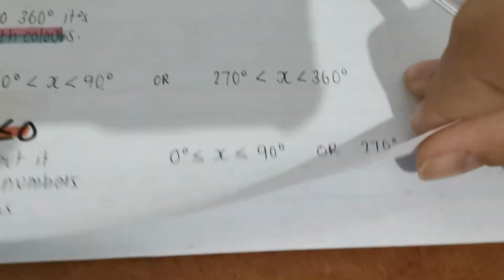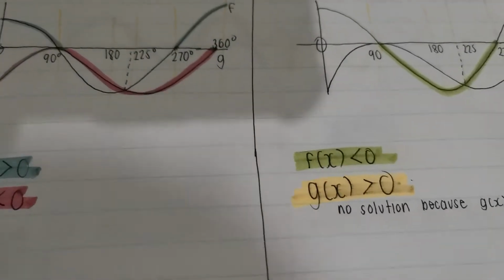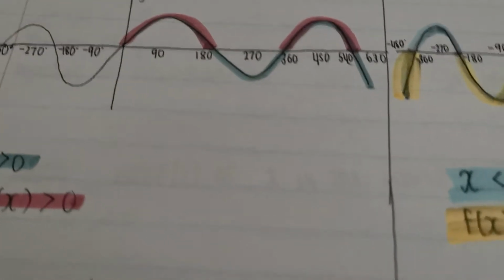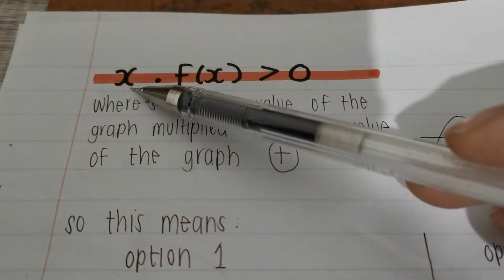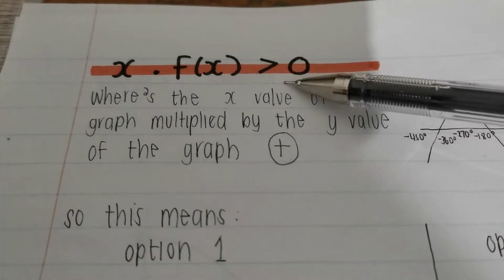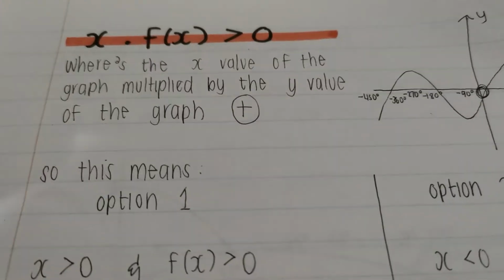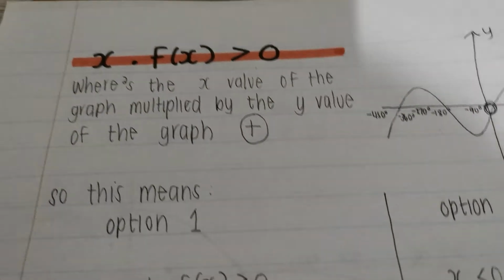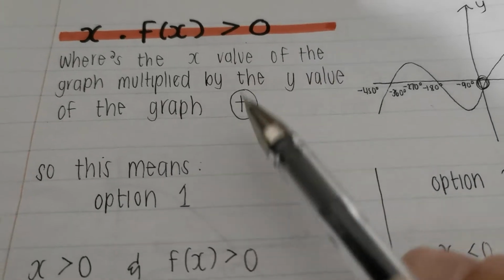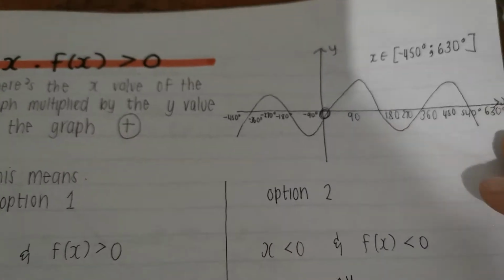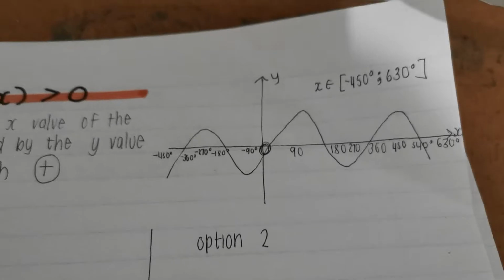And the last one like this, and this one is the more difficult one. I say it's difficult, but the concept still stays the same, okay? Same like how we did the previous one. It's asking where is x times f of x greater than 0? This is basically asking where is the x value of my graph times the y value of the graph going to be a positive. So here's the graph in question. I just scribbled one out for you.